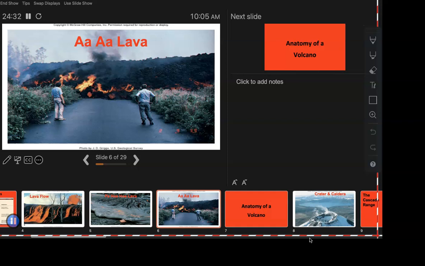So, anyhow, pahoehoe and both types of basalt, both types of mafic igneous rocks, okay, both originally lava, and both associated with Hawaiian Island type eruptions. This is actually a screenshot from a video. I didn't make the screenshot.